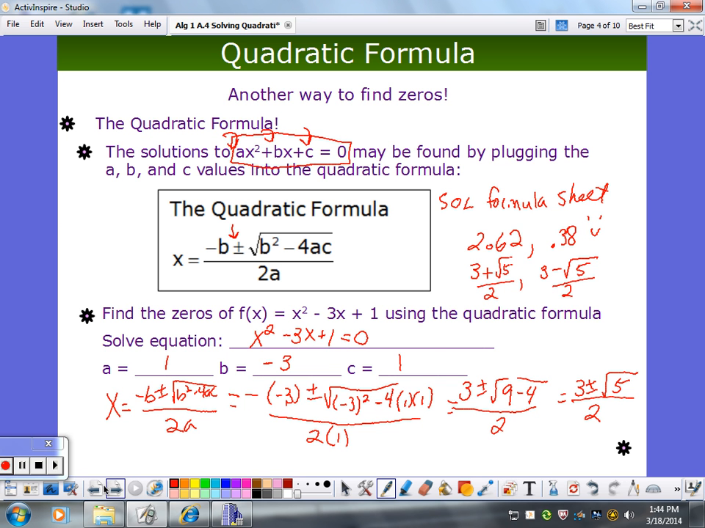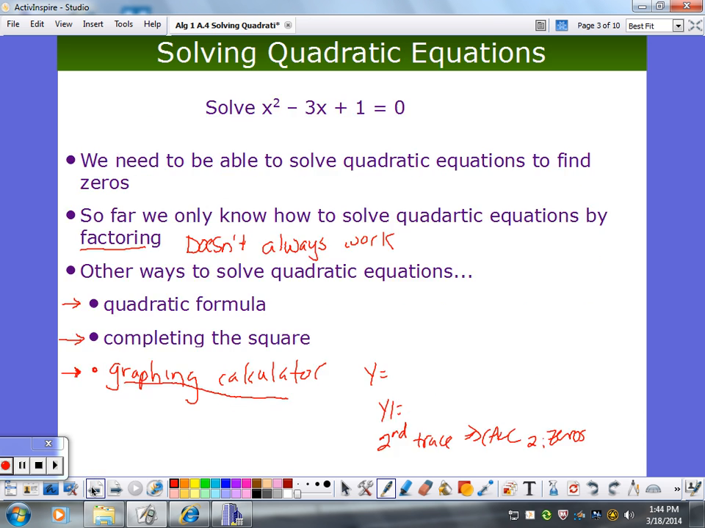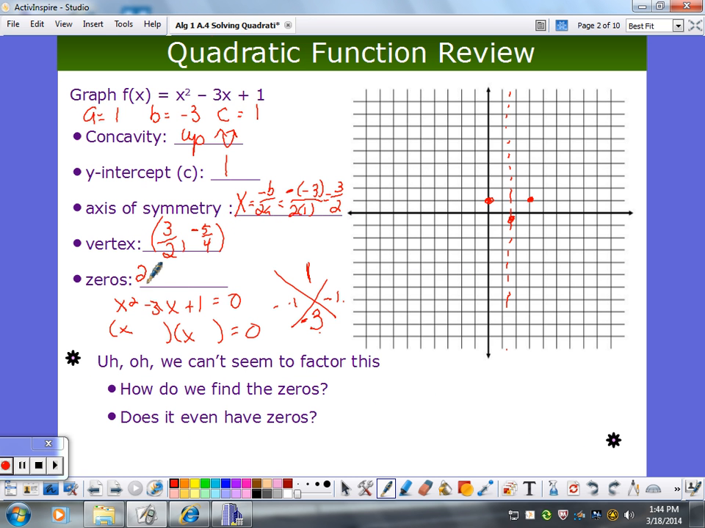Now if I go back to where I was graphing, right? So what did I get here? I forgot already. 2.62 and 0.38? Is that right? Yeah. Those are the zeros. So that means at 0.38, which is somewhere over here, and 2.62, which is over here, I have zeros. And now I can kind of see what's going on.